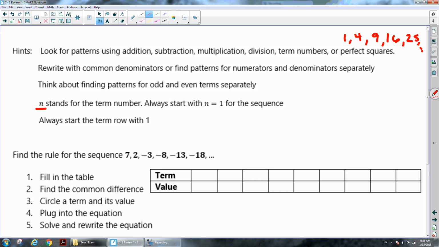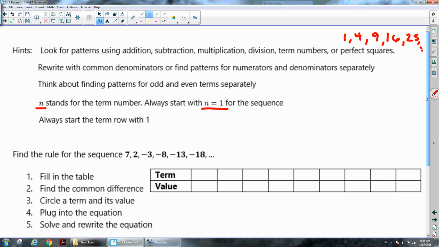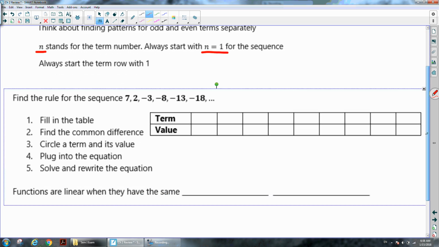We always want to start with N equals 1 for the sequence, and you're always going to start the term row with 1. So when I want to start filling in this table, my first term is 7. My second term is 2, third term is -3, fourth term is -8, fifth term is -13, and my sixth term is -18. So that's as far as we can fill in the table.